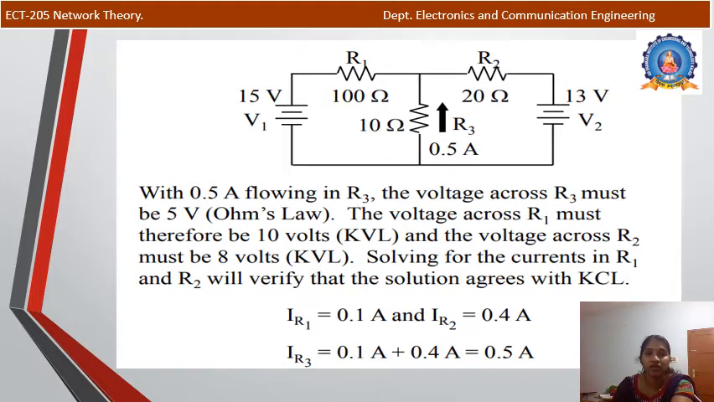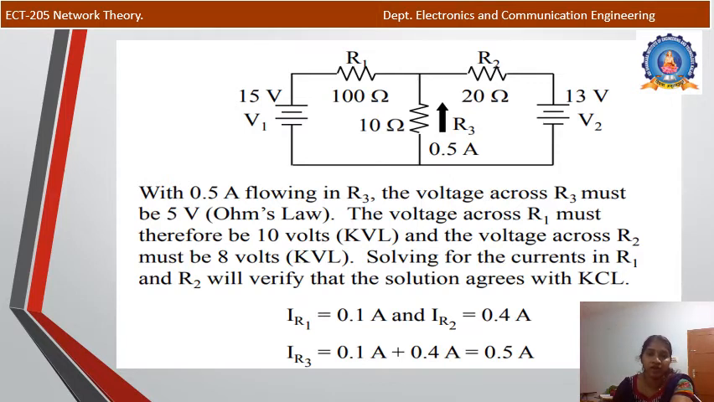When we are doing normal analysis here, the voltage across R3 is 0.5 times 10 ohm, which will be 5 volt. So the remaining 10 volt comes across R1, and the current through this, IR1, will be 0.1 ampere and IR2 will be 0.4, because here 13 volt and here it is 5 volt. The remaining 13 minus 5 is 8 volt. So 8 by 20 we got it as 0.4.